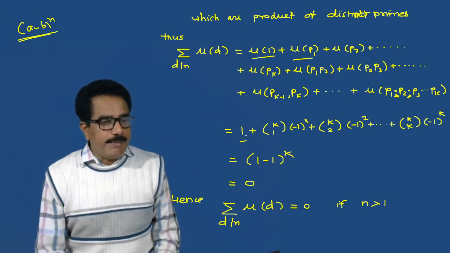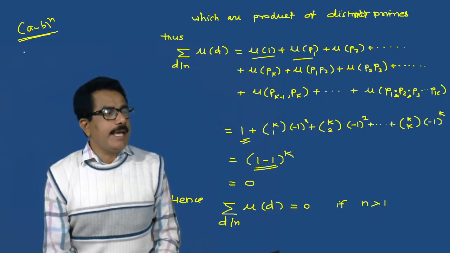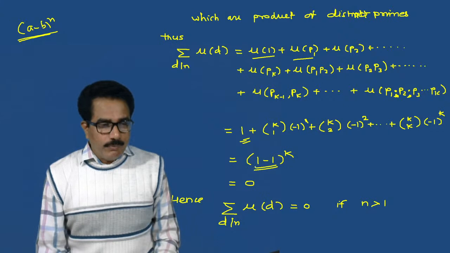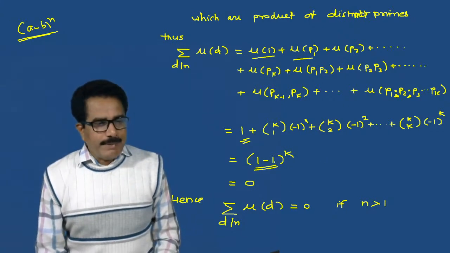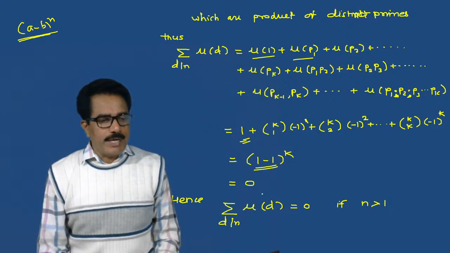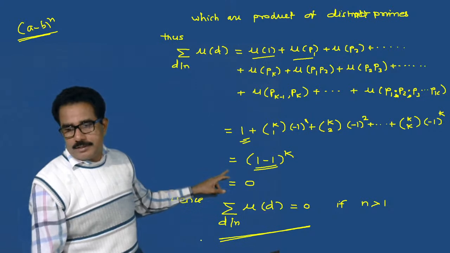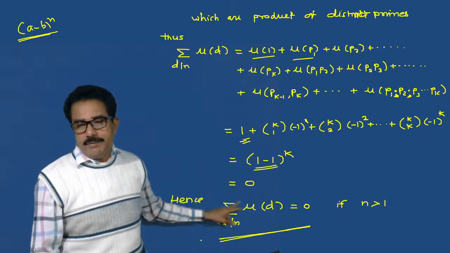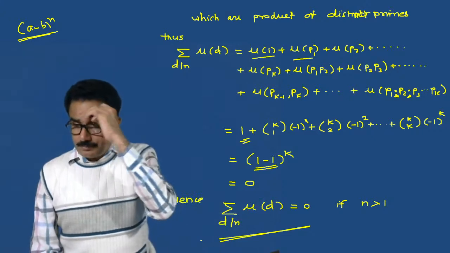So here a is 1 and b is also 1, so 1 minus 1 raised to k, a minus b bracket raised to n. So 1 minus 1 means 0, 0 raised to k, which is equal to 0. This proves that the summation d divides n of mu of d is equal to 0.